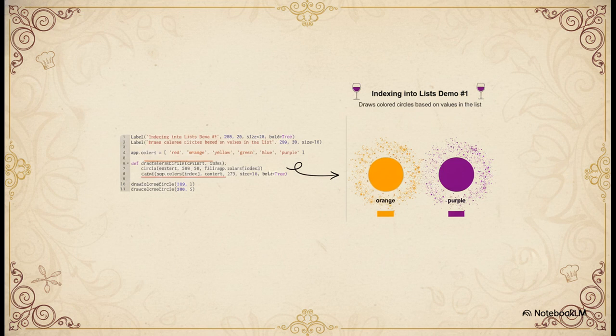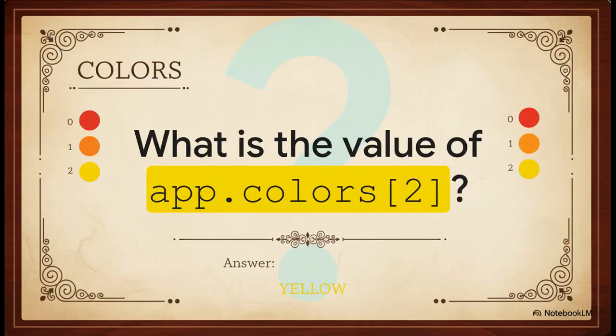And yep, as you can see, that is exactly what the code draws on the right. Simple as that. Okay, time for a quick pop quiz. Looking at this list here, what value do you think you'd get if you asked for app.colors at index 2? Just remember to count from 0. Got it? It's yellow, because index 0 is red, index 1 is orange, which makes index 2 yellow. See? You got this. Awesome.